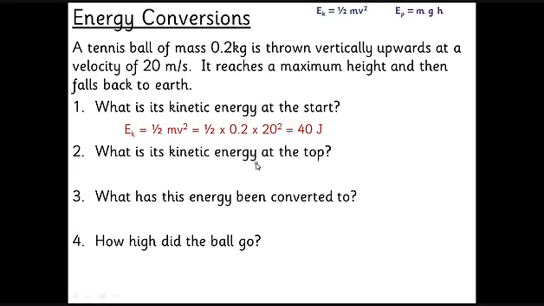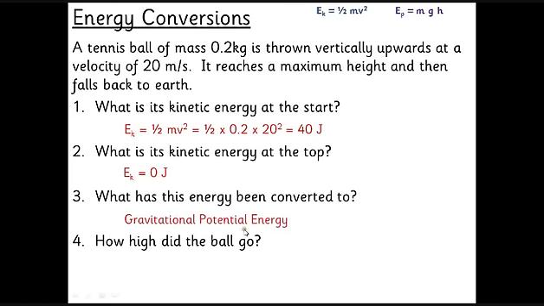Okay, this is the kind of trick question that confuses people. When it gets to the top, what's its kinetic energy going to be? Well, don't start writing down a half mv squared. Think about it. At the top, it stops. If it stops, the kinetic energy is just 0 joules. You can do a half times 0.2 times 0 if you like, but that will be 0 joules. So where's the energy gone? Well, the energy must have turned into potential energy.